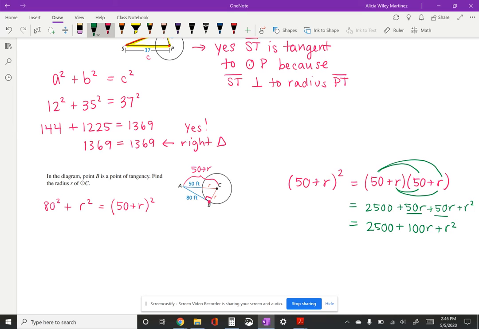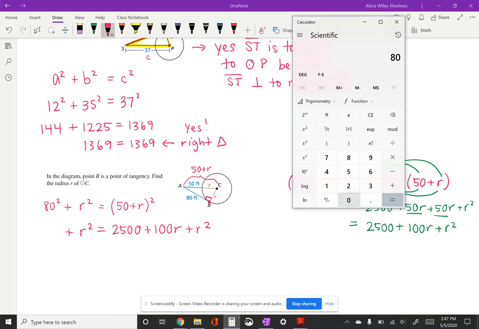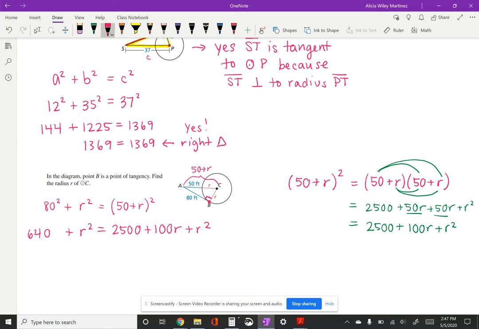So simplifying over here, I'm going to go ahead and write this over here. That's 2,500 plus 100R plus R squared. I can't simplify this R squared anymore, so there's that. And then I need to do 80 squared. That's 6,400. So now all you need to do is solve for R.